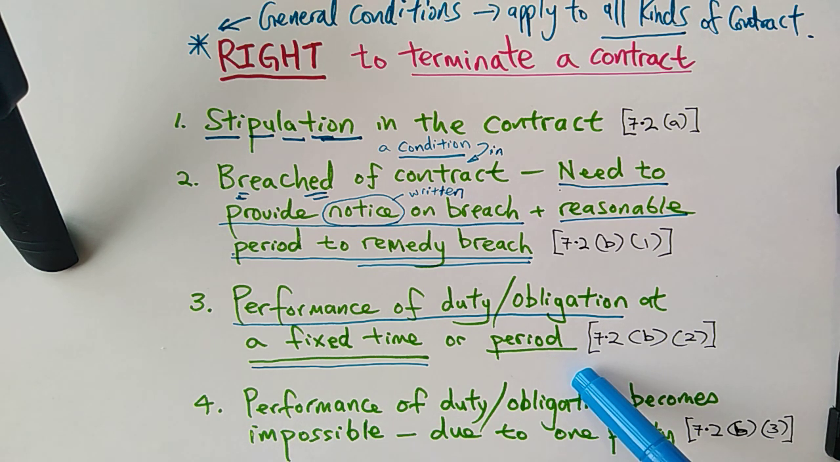And that date has come. That date has arrived, but you don't get your house yet. The house hasn't been completed yet, or it hasn't even begun building yet. All right? This gives you the immediate right to terminate.